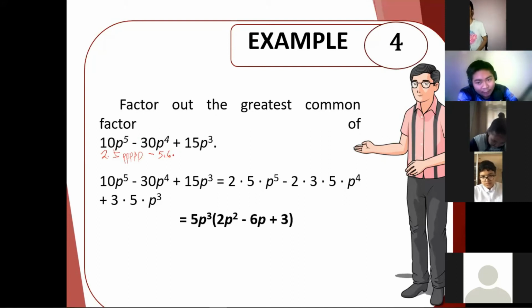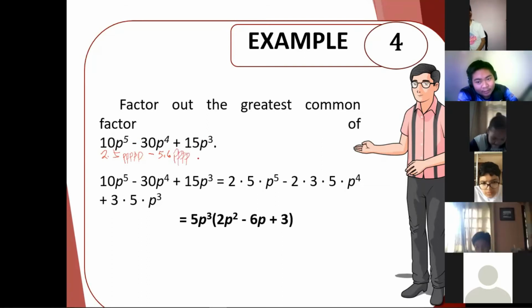Then, we have p to the 4. Okay, so forget mo muna yung sign dyan. We have 3 times 5. Then also, di ba? We have p cubed. So, what do they have in common? Ito may 5. Ito may 5. Ito may 5. So, labas natin si 5. Lahat ba sila may p?